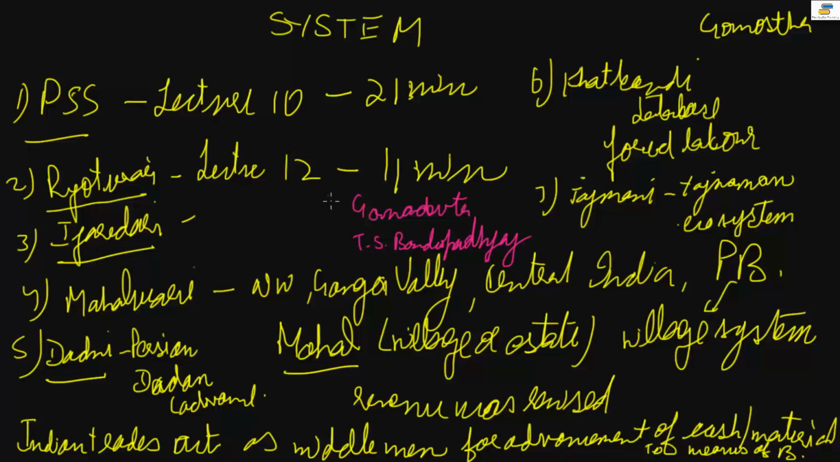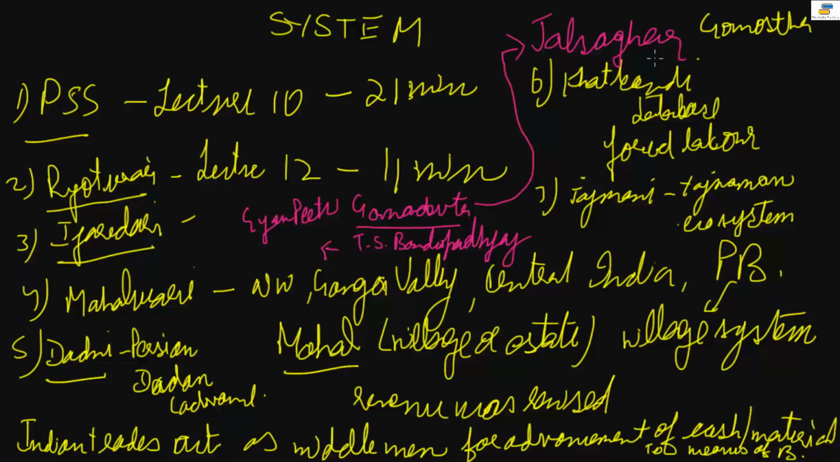And why is this Tara Shankar Bandopadhyay important? Because this man is a Gyan Peeth award winner. And on the basis of this novel Gandevata, a movie was also made, which was called Jalsa Ghar. I'm writing the name of the movie here: Jalsa Ghar. In this they talk about the condition of the landlords in the cities, because of all this exploitative system by the Britishers.